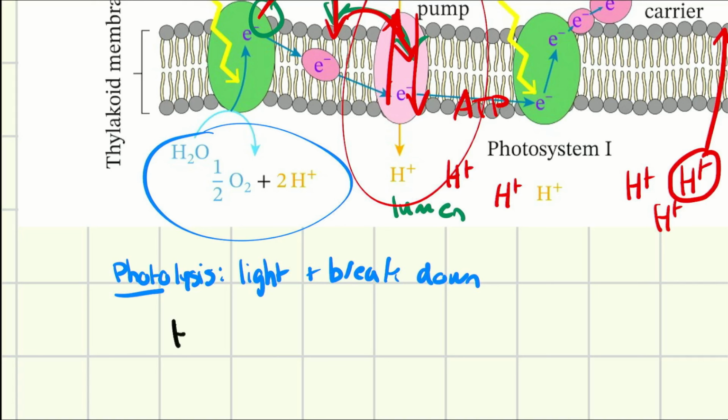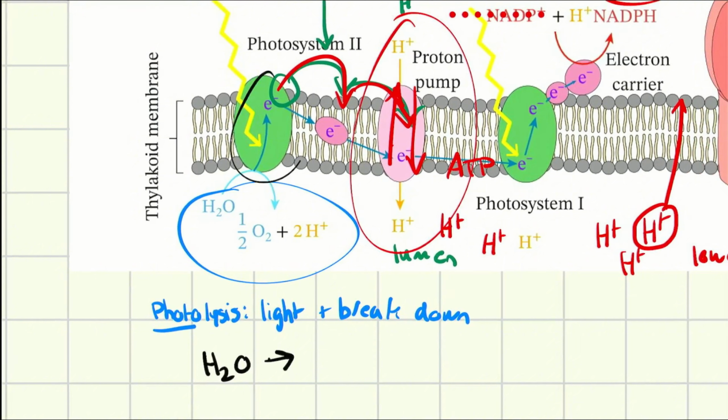Essentially, what you're doing is breaking down water, and you're turning it into usable electrons for our photosystem 2. Because you're probably wondering, where do the electrons come from? This is where the electrons come from: our first step, photolysis.